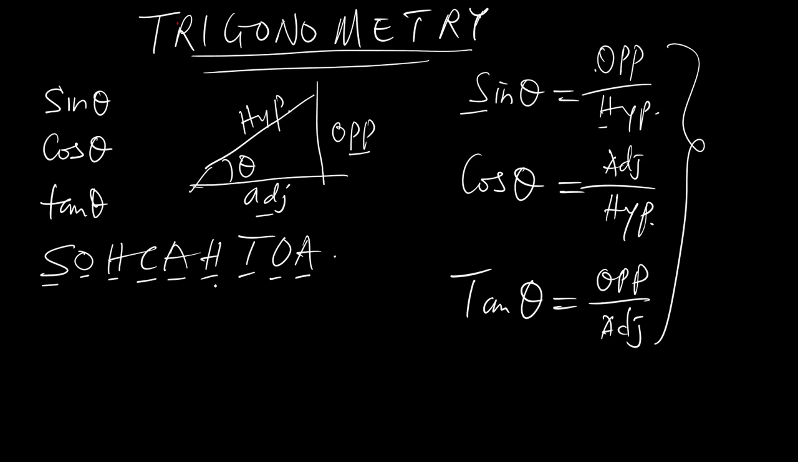So now we are also going to look at what we call the quadrants. This is the first quadrant. This is the second quadrant. This is the third quadrant. This is the fourth quadrant. It is numbered this way because counterclockwise is positive angle. So that is why it is numbered this way.